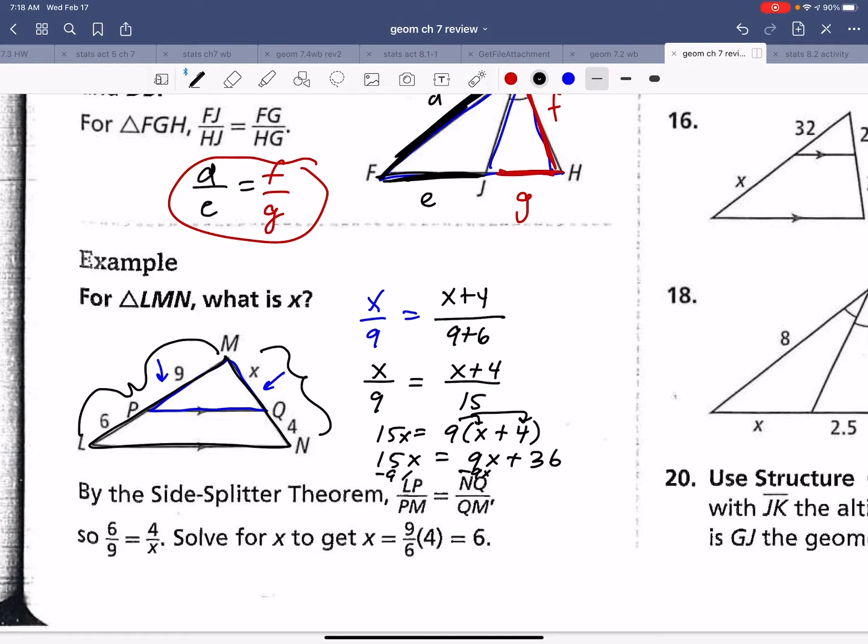we're going to subtract 9 on both sides. I get 6x is equal to 36, and x is 6. And you say to yourself, did mathematicians figure out a quicker way to do this problem? And the answer is yes.